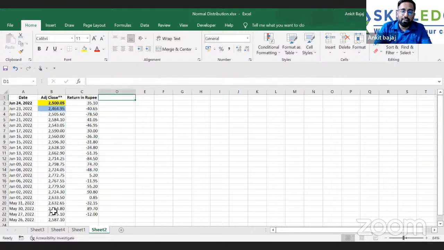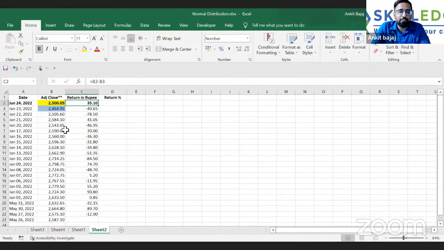Now, if I ask you to find out return in terms of percentage, how will you calculate it? Here you have earned a profit of 35 rupees. How much did you invest? You invested 2,464. Next day, when you sell the share, you get 2,500 rupees. Now, in terms of percentage, what is going to be the formula? If you want to calculate how much interest the bank charges, how would you calculate? You will say, sir, interest divided by principal amount, right?